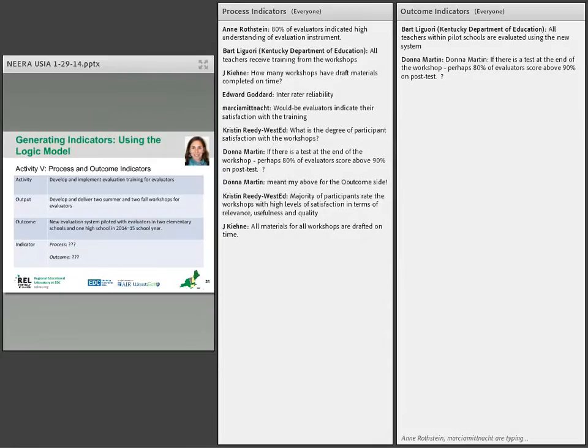in that year. And Donna has, if there's a test at the end of the workshop, okay, we've got that again. So it could be an outcome indicator, again, this is not a perfect science. So sometimes process indicators could also be outcome indicators, and we're seeing that Donna is seeing that in that matching.